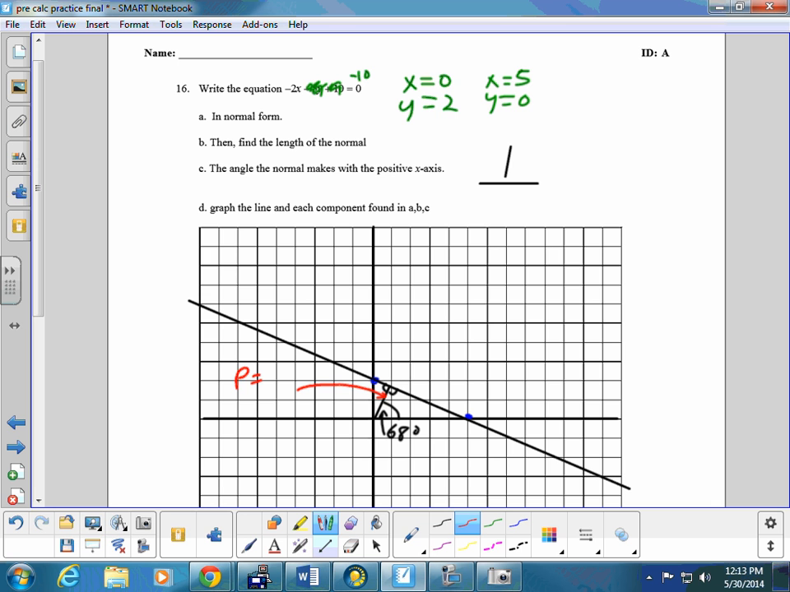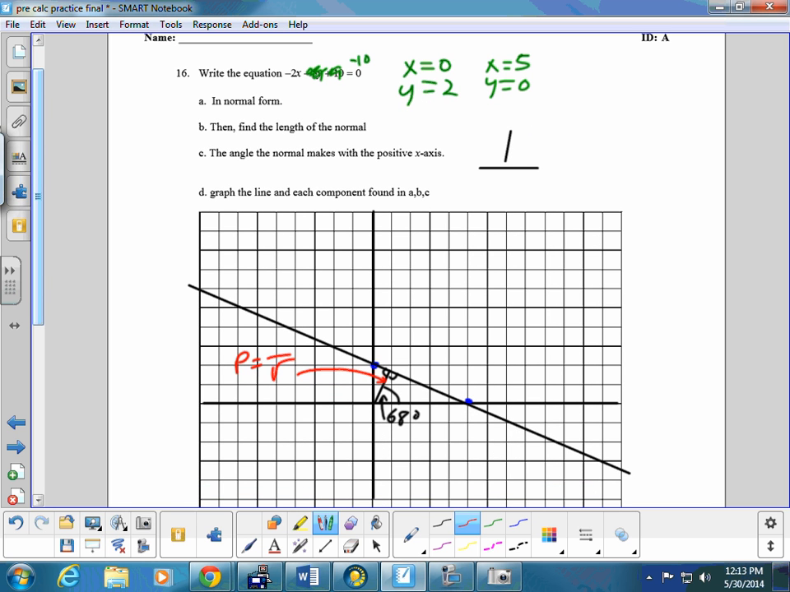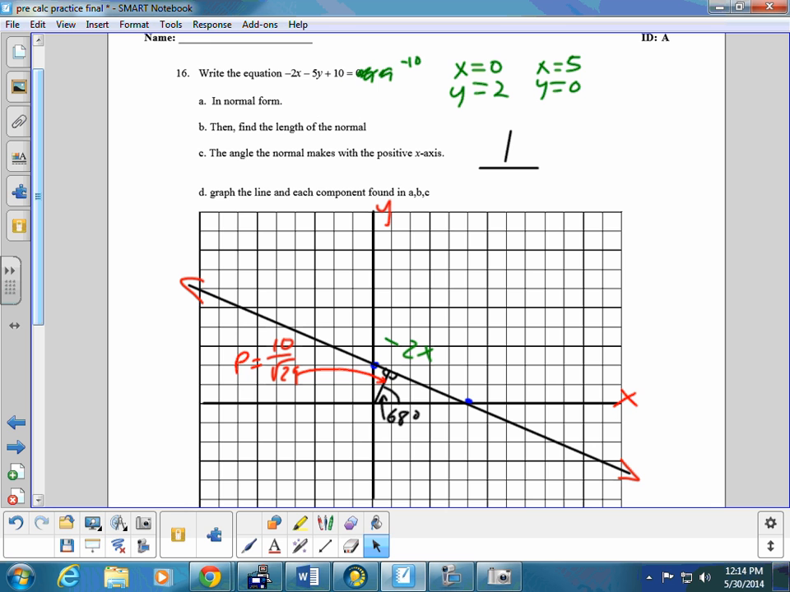You would write p equals, what was it? 10 over radical 29. So this is the line, and that's the normal, and that's the phi, or the angle the normal makes with the x-axis. Again, you have to embellish this and clean it up a little bit. Negative 2x minus 5y plus 10 equals 0.